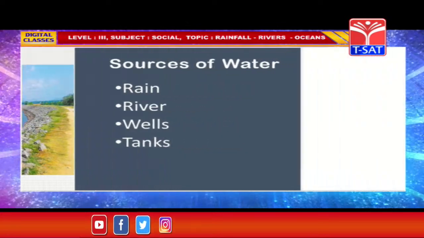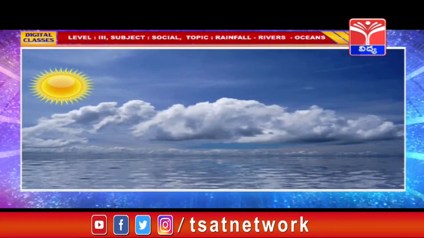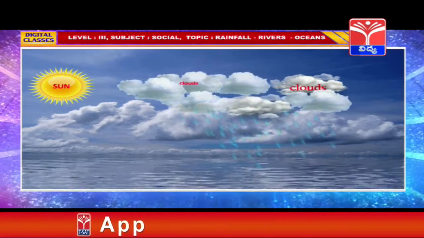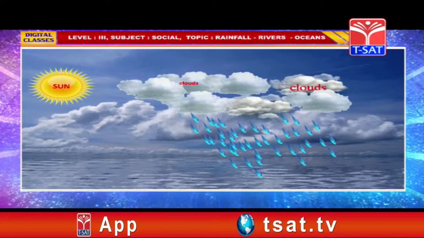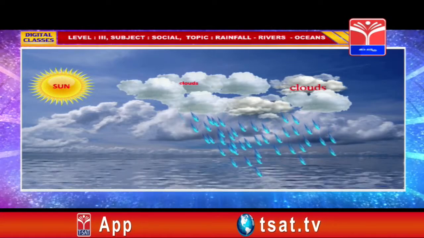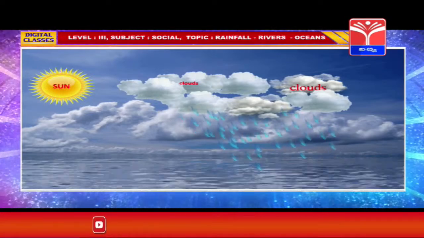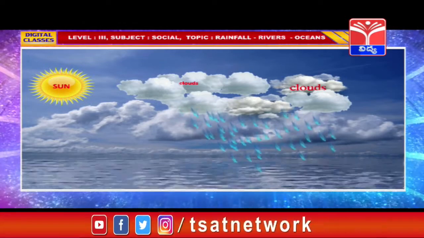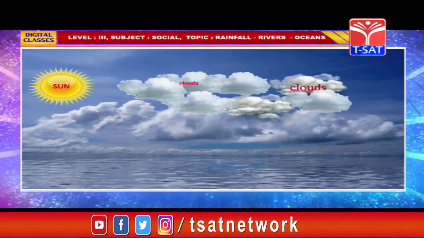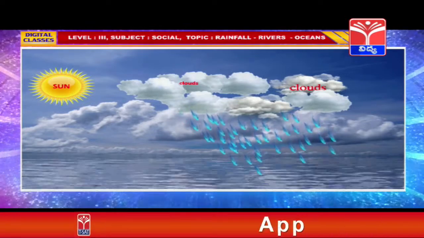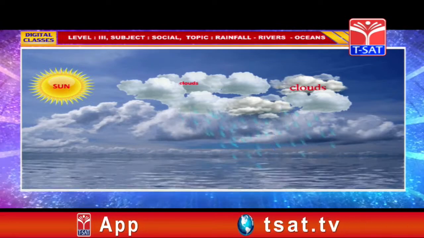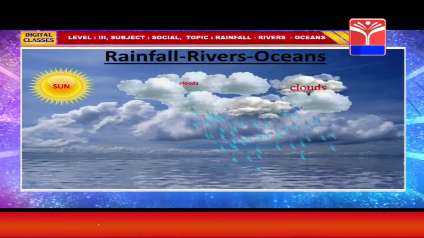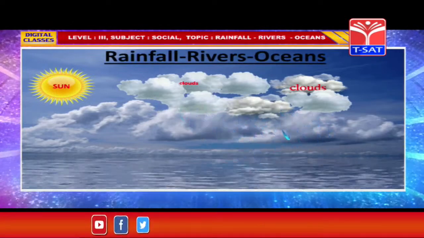So children, after the scorching heat of the months of April, May and June comes the rainy season. You all love rains, isn't it children? So children, where does this rain go and fall? Yes, it falls on the land surface. And from the land surface, it forms the rivers, and these rivers will go and join the oceans. So today, we will be learning about rainfall, rivers and oceans.